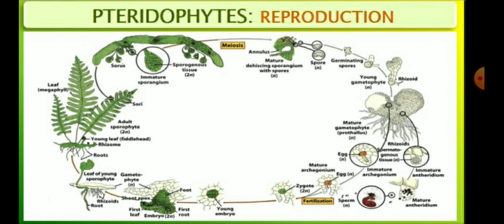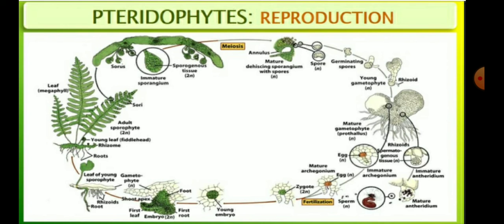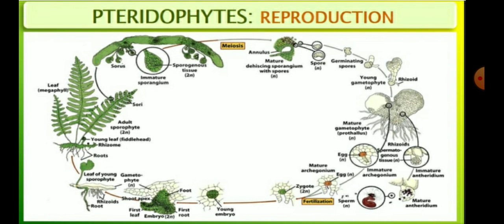After the fertilization of the male and the female gamete, the zygote is formed, and from the zygote you can see the young embryo, which is differentiated into a foot. The first root develops, the first leaf develops, and the shoot apex is also developed. After this, again the mature plant is developed, which is the sporophyte. So children, this is the life cycle of the pteridophytes.